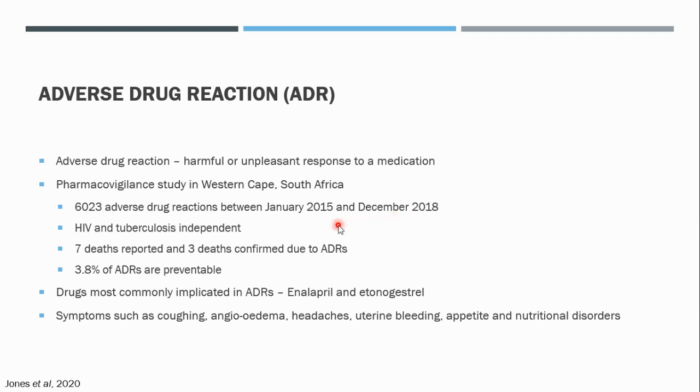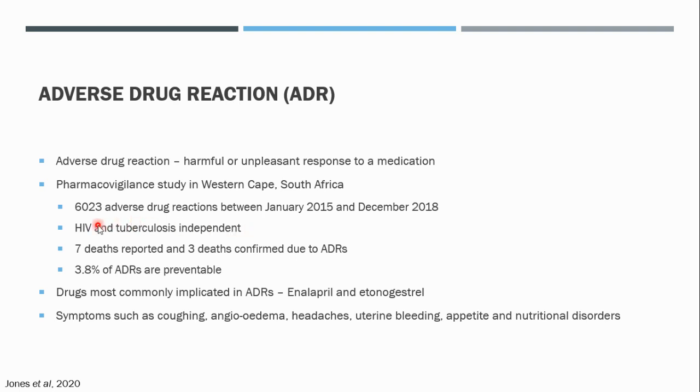And during this time period, they found that there were 6,023 adverse drug reactions identified in the study. Now, this study was done independent of HIV and tuberculosis related adverse drug reactions, and there are many adverse drug reactions that have been associated with HIV and TB related drugs. However, this was done independent of these diseases, just to look at the number of adverse drug reactions, even independent of the most common diseases.